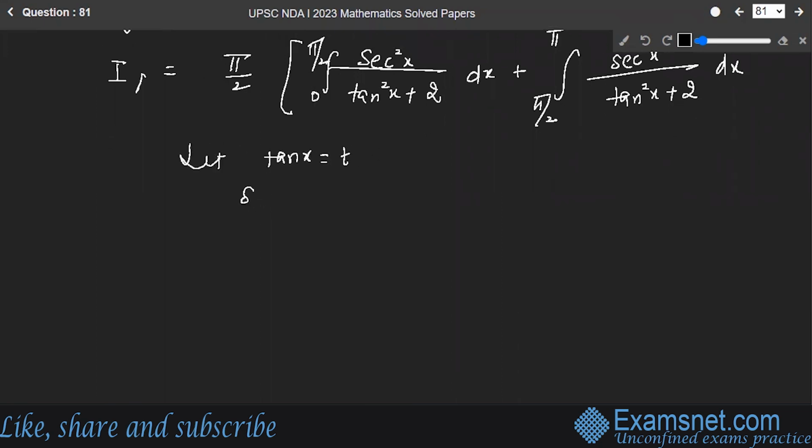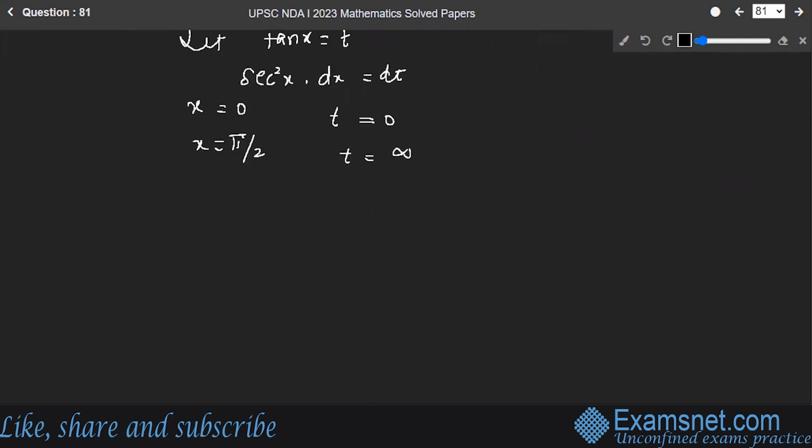equal to t. Taking the derivative, secant square x dx is equal to dt. Now changing the limits, when x is equal to 0, t will be 0, and when x is equal to pi by 2, t will be infinity. And when x is equal to minus pi by 2, t will be minus infinity.